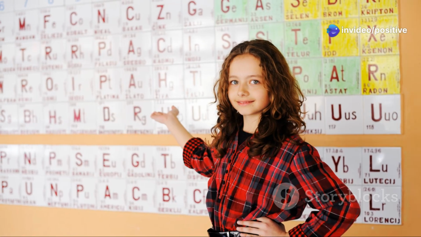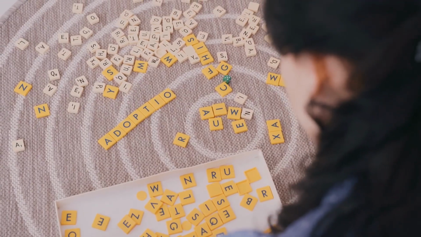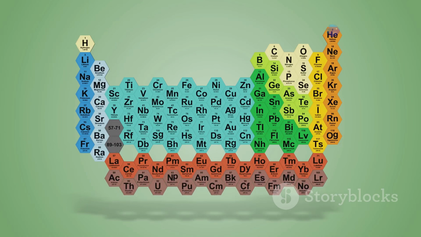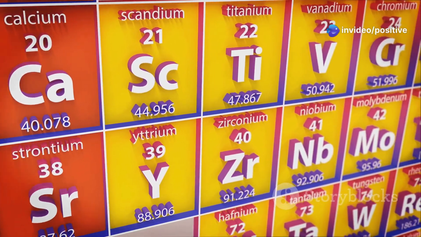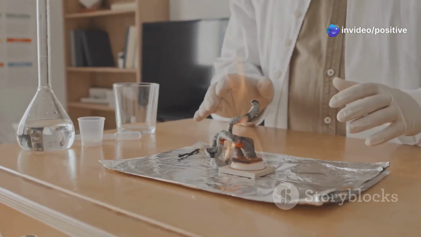The periodic table is like a giant puzzle board. Each element is a piece of the puzzle. When we put the pieces together correctly, we see the bigger picture. We can predict how new elements might behave. We can also understand how elements combine to form the world around us.